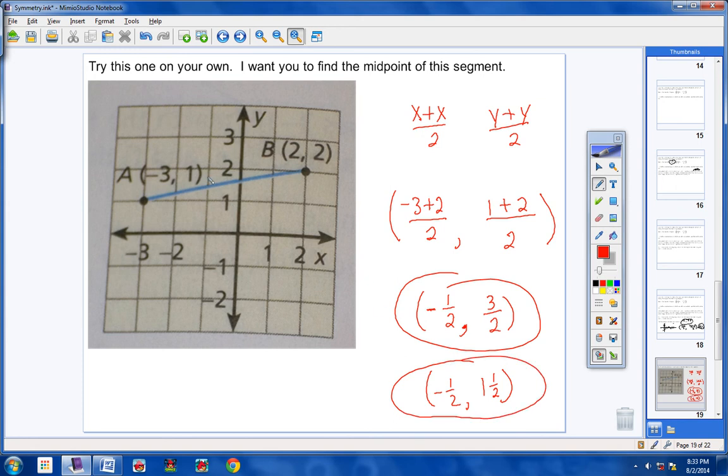Let's see if it makes sense. We go -1/2 and then up 1 and 1/2, right there in the middle. Perfect. I went over a half, negative, and then up 1 1/2. And there it is right there, perfect, right in the middle.